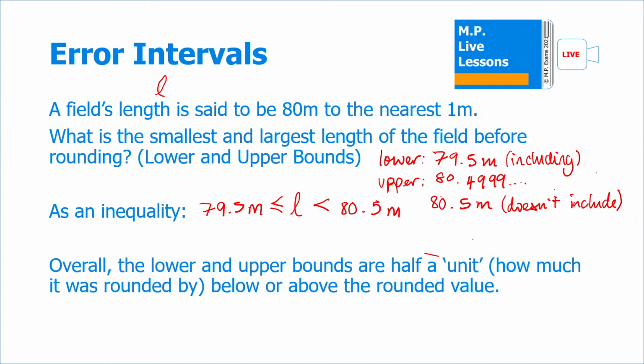So overall, the upper and lower bounds are half a unit each side of the rounded value. So each unit, how much it was rounded by, was 1 meter. So plus or minus half a meter.